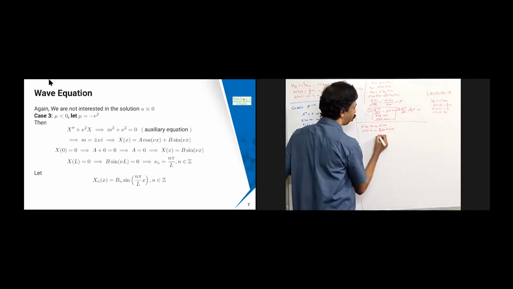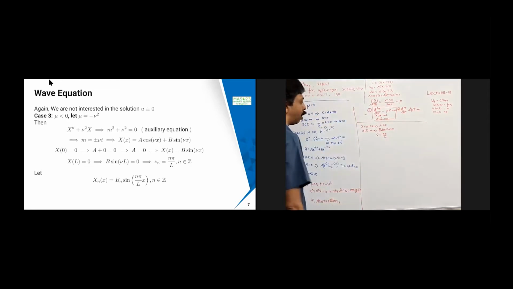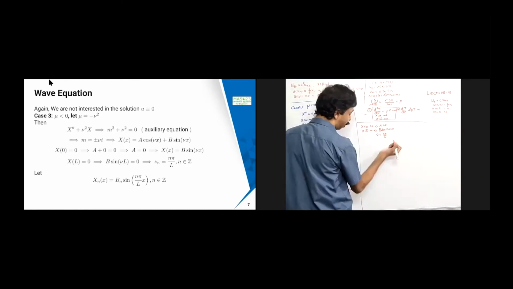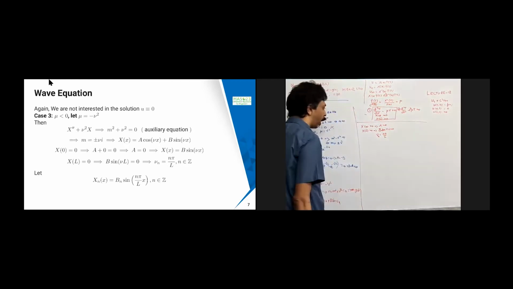So sin(μL) = 0 means μ is equal to nπ/L. If I put nπ/L, the L cancels, so nπ comes. Therefore μ = nπ/L is going to give the solution for this one, where n is any integer you can take.